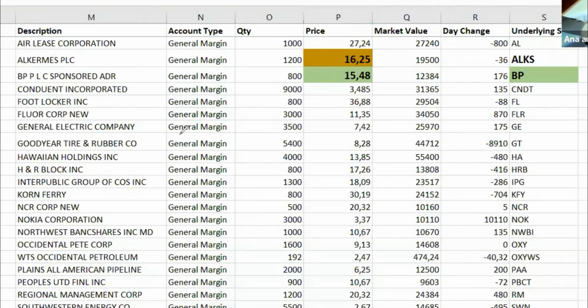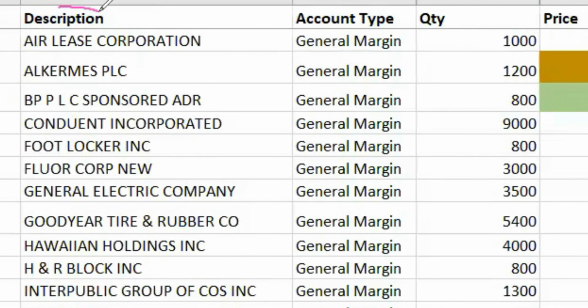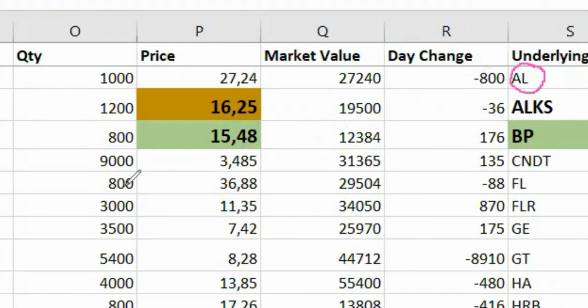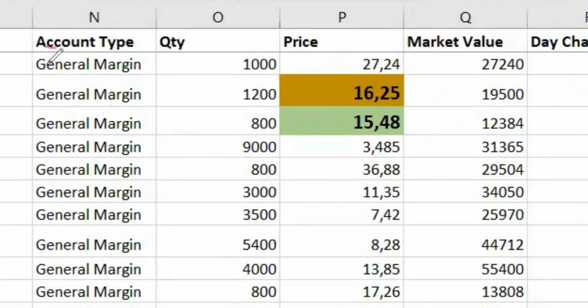On the right hand side, we have the information of the stocks that we own at the moment. The first column is the description, again the name of the company. The underlying symbol is here on the right hand side, that's what we call ticker. Account type again could be general margin or cash secure. Quantity is the number of shares. In this case, for instance, for this company, AL, it is 1,000.